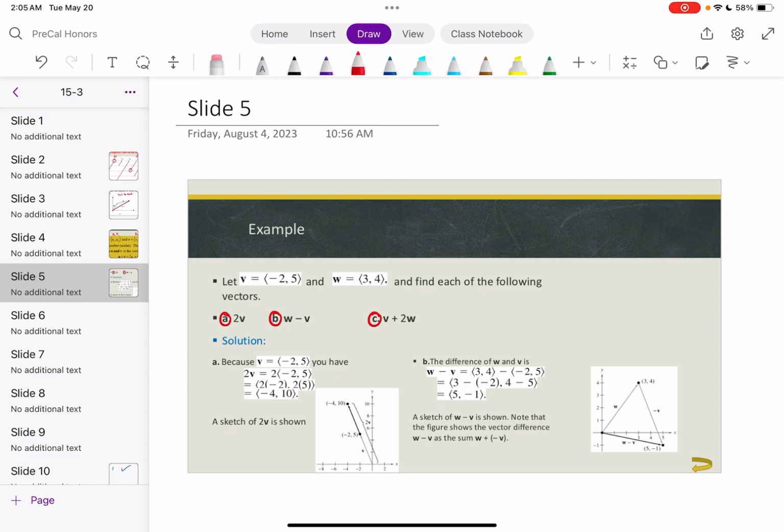So in this case, we are going to start off with our first problem, which is 2v. In this case, we would multiply 2 times -2 and 2 times 5, which would leave us with -4, 10 as our answer for 2v.